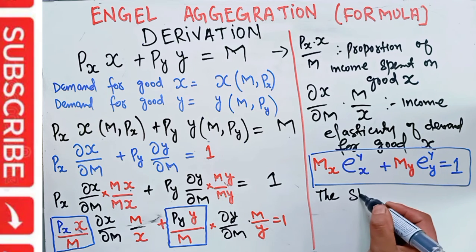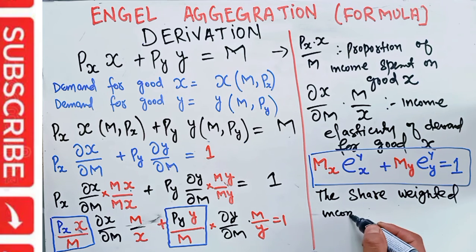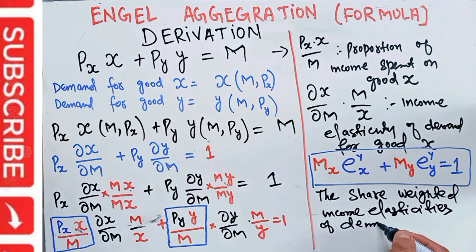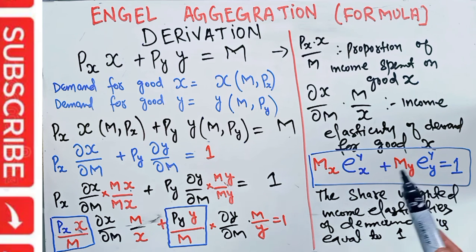The share weighted income elasticities of demand is equal to 1. So it simply tells us the fraction of income that is spent on good X times the income elasticity of good X plus the share of income spent on good Y times the elasticity of good Y should be equal to 1.